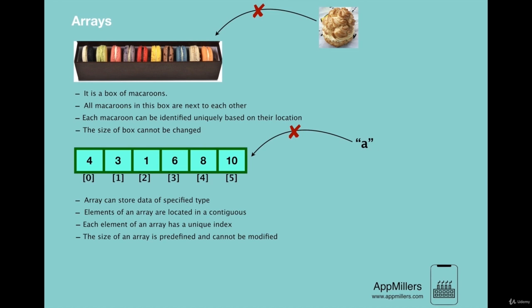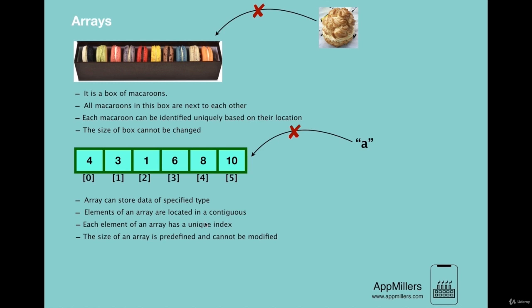So here again, if you look at this box of macarons, we see that the size of this box is predefined. And this is applicable for arrays as well. When we create an array, we define its capacity, so we cannot change it later on. This is the biggest limitation of an array.